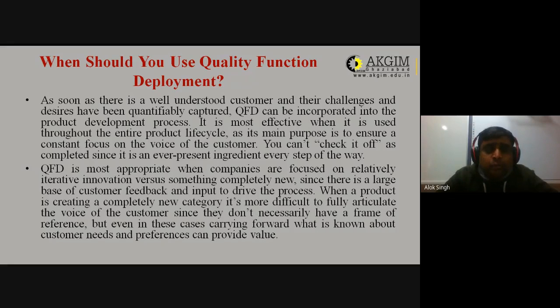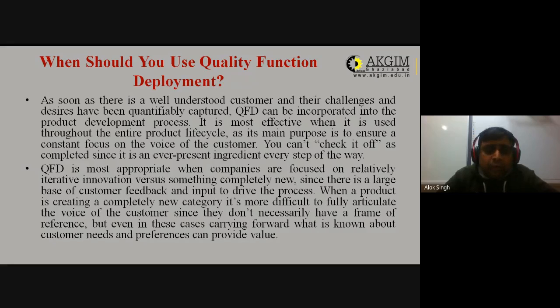Okay, so QFD is most appropriate when companies are focused on relatively iterative innovation versus something completely new, since there is a large base of customer feedback and input to drive the process. When a product is creating a completely new category, it is more difficult to fully articulate the voice of customers, since they don't necessarily have a frame of reference. But even in these cases, carrying forward what is known about customer needs and preferences can provide value. So you should consider it throughout that process.